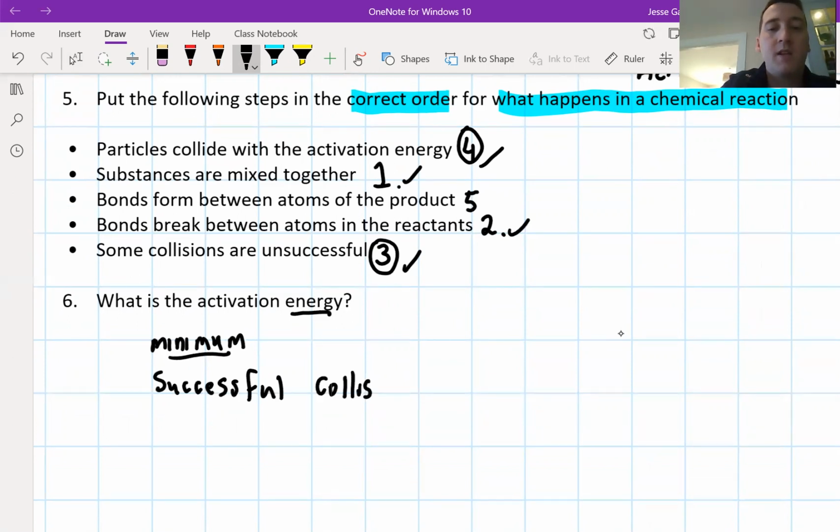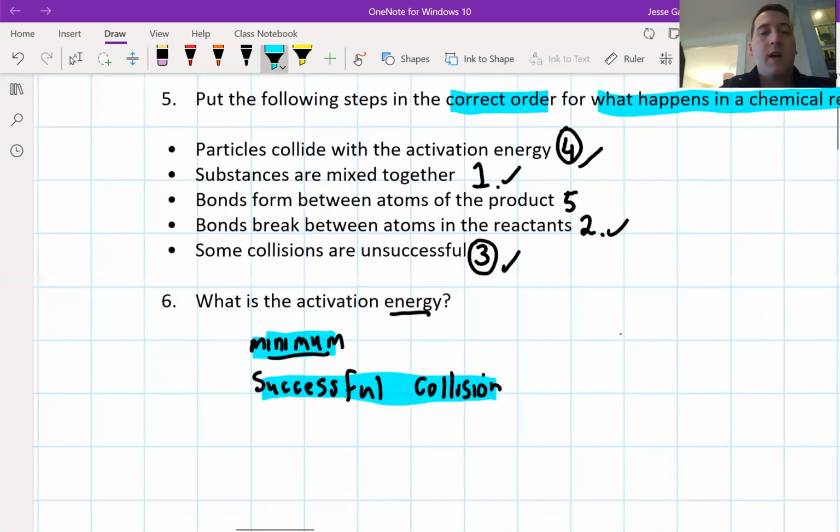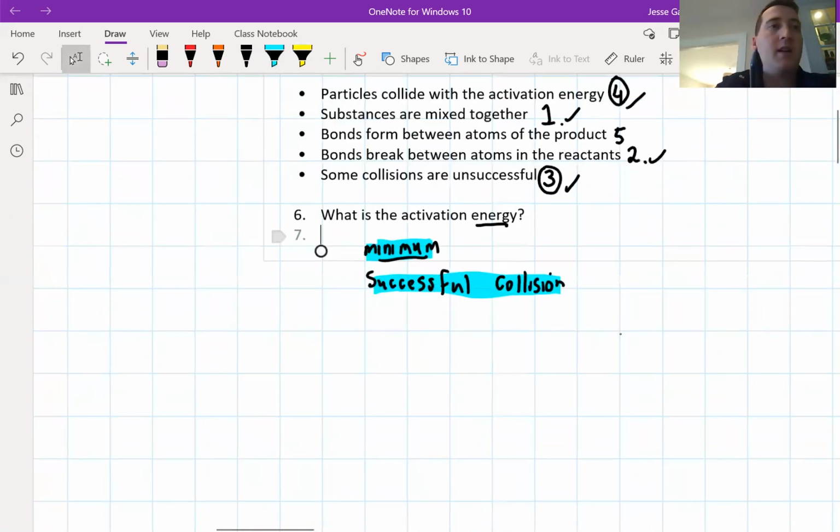All right, so you're going to make a sentence and it has to include those phrases. So if yours didn't include them, you need to add these in now. So it's the minimum amount of energy required for successful collisions to occur. Okay. All right, let's go back and do another little bit of explanation.